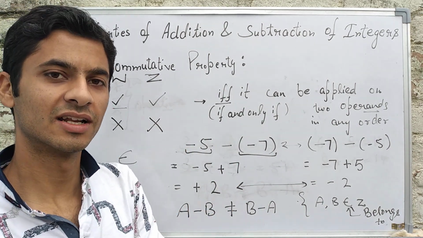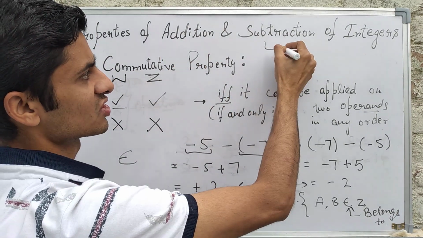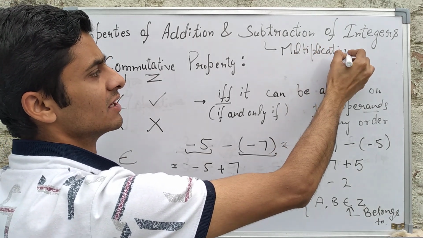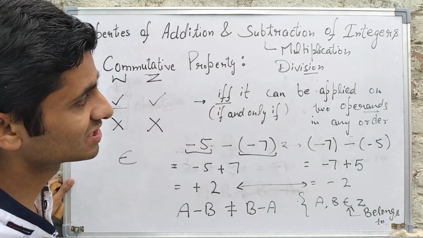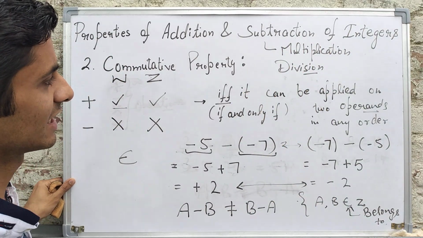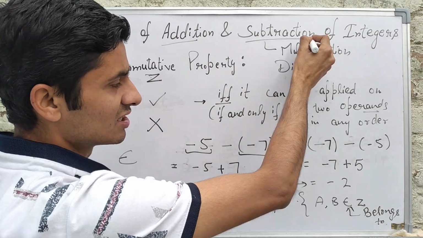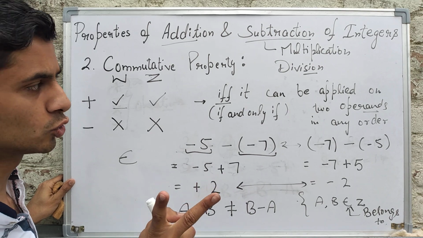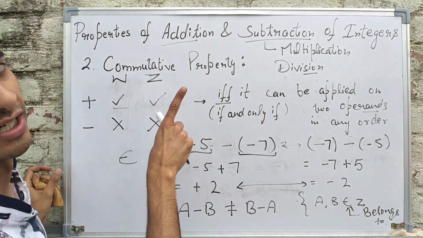We will do them in another tutorial, and these properties can be extended to other operations also, multiplication and division. But we will apply them to multiplication and division after we have learned multiplication and division of integers. For the time being, the operations we are concerned about are addition and subtraction, and we have learned two of their properties so far. One is closure property and the second is commutative property.